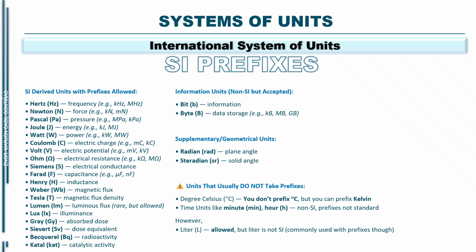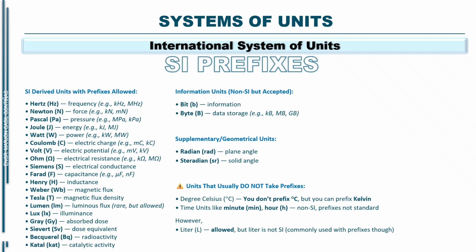Feel free to pause the video and take note. For the SI-derived units with prefixes allowed: Hertz, Newton, Pascal, Joule, Watt, Coulomb, Volt, Ohm, Siemens, Farad, Henry, Weber, Tesla, Lumen, Lux, Gray, Sievert, Becquerel, and Katal. For the information units, non-SI but accepted: bit and byte. For the supplementary/geometrical units: radian and steradian.